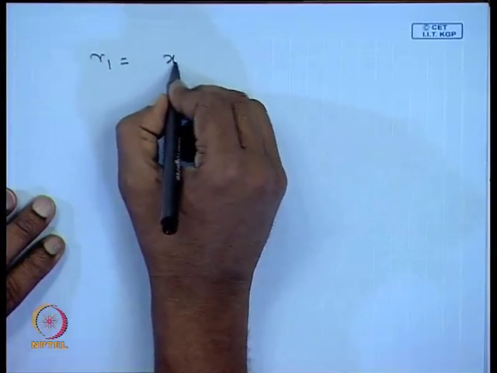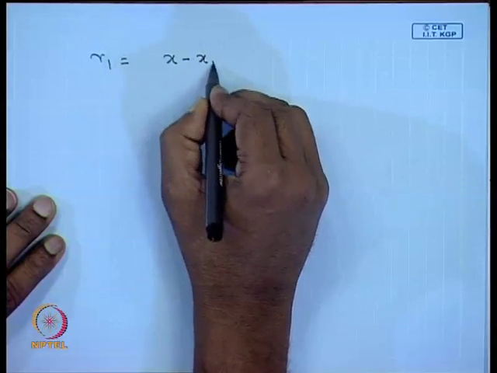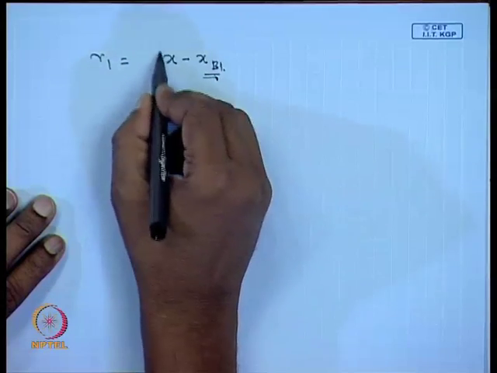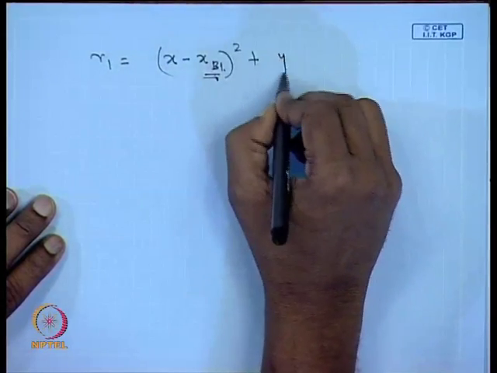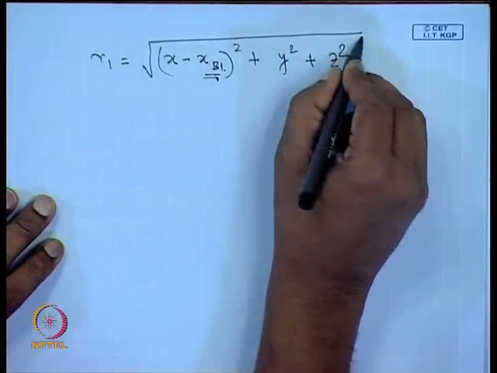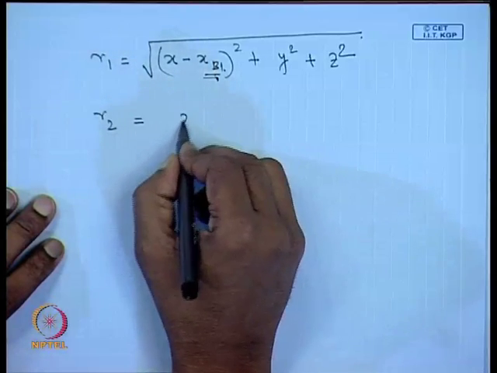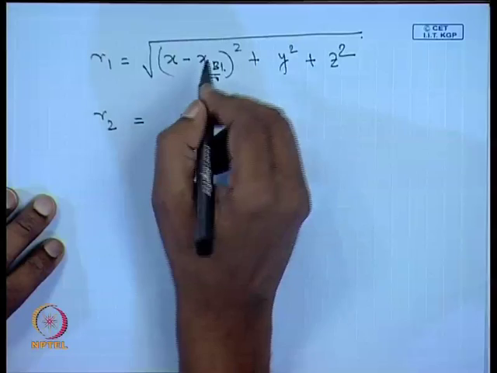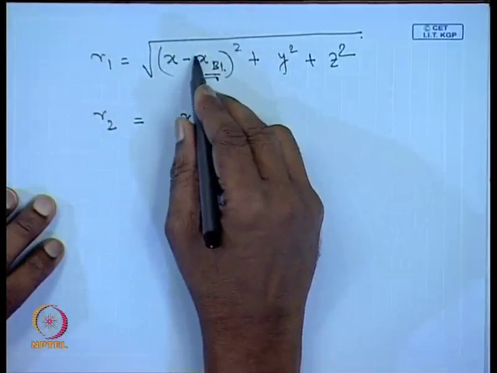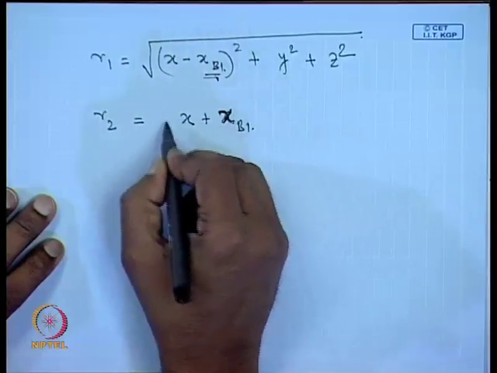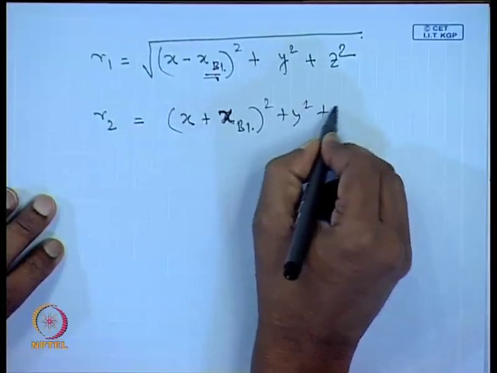Now, if you look into R1, R1 is nothing but the square root of x minus x b1, which is the distance of the mass 1 from the barycenter, the whole square, plus y square plus z square. And similarly R2 is written as the square root of x plus x b1, or r b1, whatever the notation we have used, the whole square, plus y square plus z square.